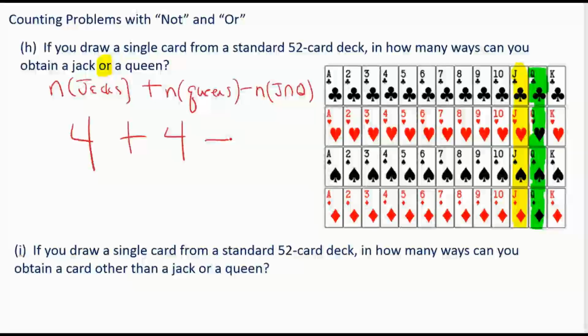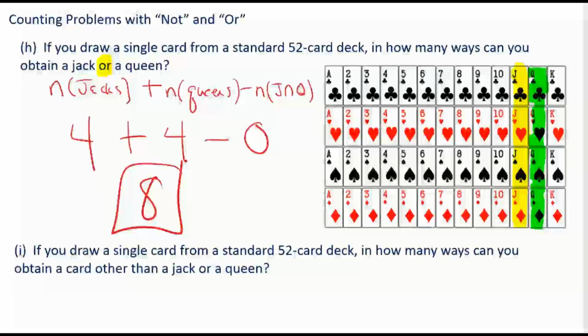Now, are there any jack queens? Well, there are not. You can't have a number or one of your letters be the same thing, like a 3 and a 4 card, it can't happen simultaneously. Now you could have a red queen or a black jack, but you can't have a jack queen. So the intersection here again is 0. We don't subtract out anything because there is no jack and a queen. So 4 plus 4 is 8. So the number of jacks or queens is 8. And of course you could just see right here highlighted how many cards we have highlighted. We have 8 cards highlighted.